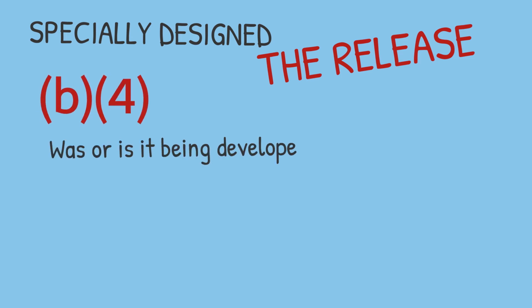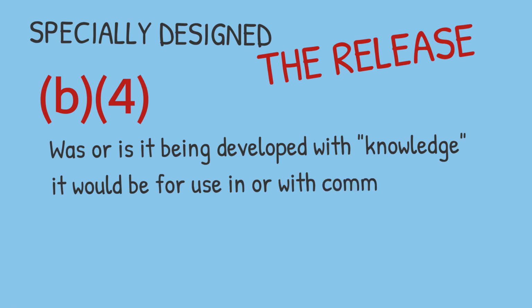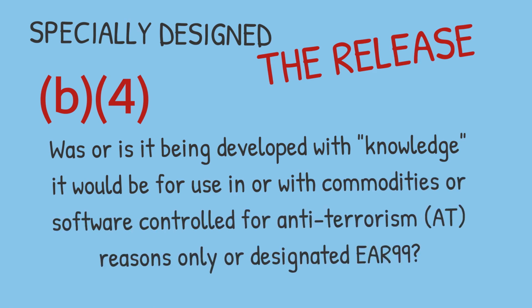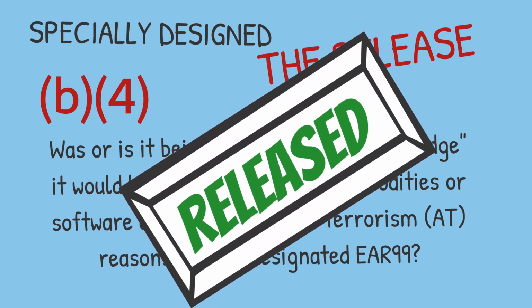Paragraph B4 releases a part that was developed for use in or with commodities or software controlled for anti-terrorism reasons only, or EAR 99 items, in addition to other ECCNs or U.S. munitions list items. The scene says paragraph B4. Was or is it being developed with knowledge it would be for use in or with commodities or software controlled for anti-terrorism reasons only, or designated EAR 99? A stamp with the word released appears on the screen.